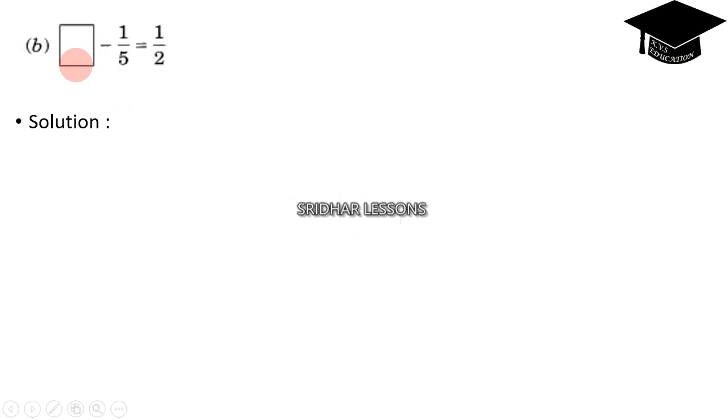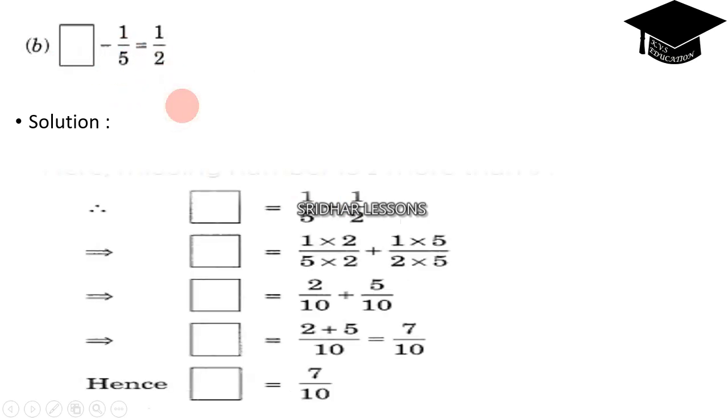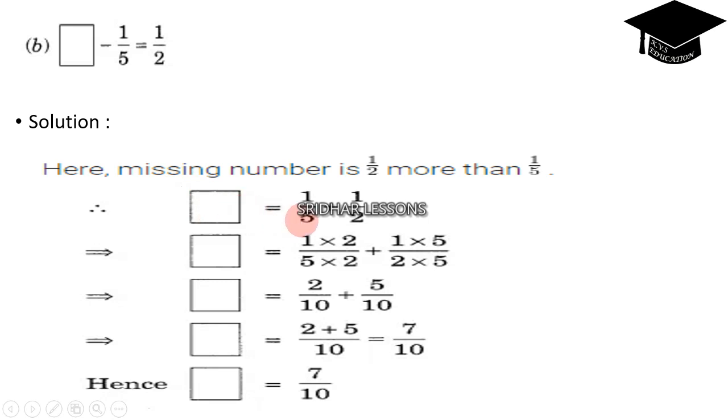Next, missing number minus 1 by 5 is equal to 1 by 2. So the missing number is equal to 1 by 5 plus 1 by 2. Why? Because the missing number is 1 by 2 more than 1 by 5. So we will make the denominator equal for both fractions: multiply 1 by 5 with 2 by 2 plus 1 by 2 with 5 by 5, so that we get 2 by 10 plus 5 by 10. Since we have the common denominator, 2 plus 5 by 10 is equal to 7 by 10.